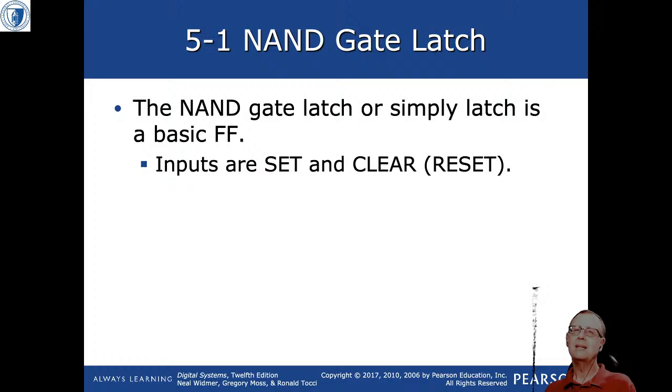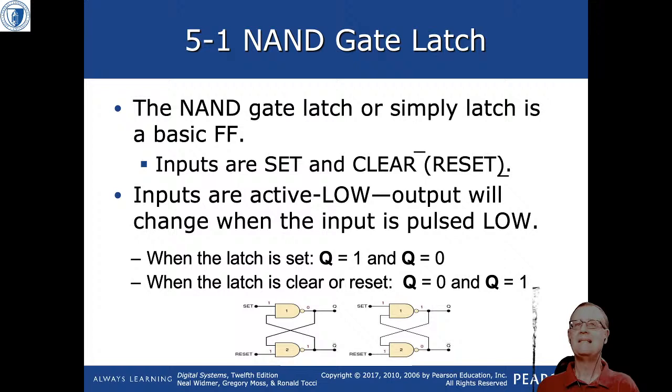Right, the first one is the NAND gate latch, and this is the basic flip-flop, and it has an input set and an input clear or reset. So the inputs are what are called active low. So that means when you put a zero on, that's telling it to do something. And when you put a one on, that's telling it not to do something. So it's sort of the inverse of what you would normally have, which is an active high input.